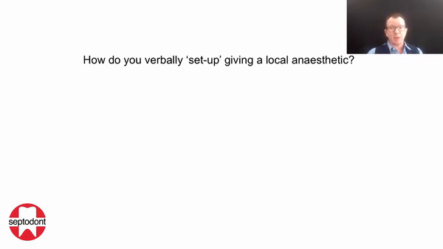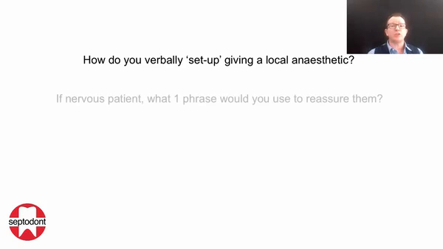So grab a piece of paper and a pen, please, and I'd like you to answer a couple of questions. Just take a couple of minutes. The first question is, when you're about to give a local anaesthetic, how do you verbally set up giving that? What do you say to your patient just before you give them an anaesthetic? There'll be a phrase that you use more often than not, like "I'm just about to give you some local anaesthetic," or "make you numb," or whatever. Just make a note of what you do, because we'll come back to this at the end.